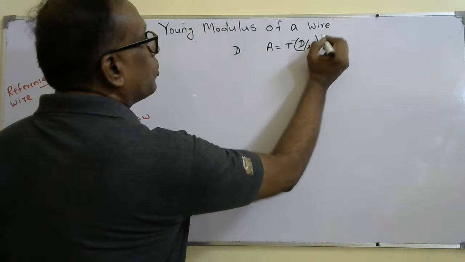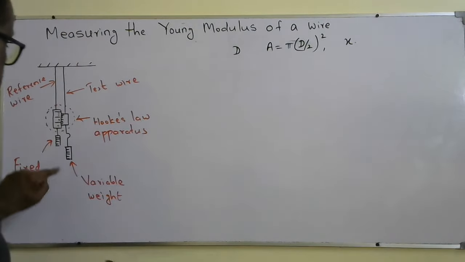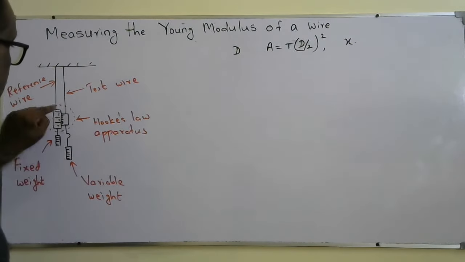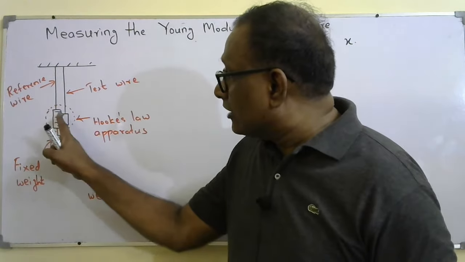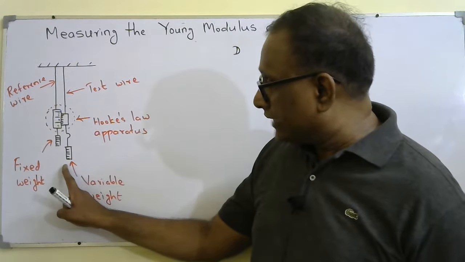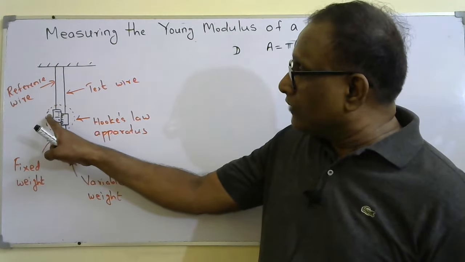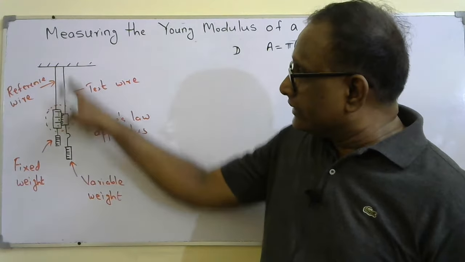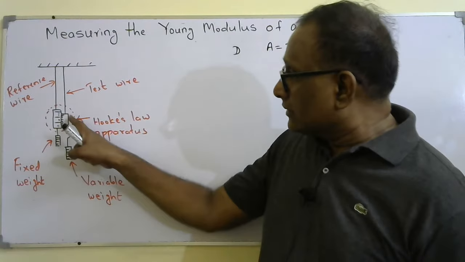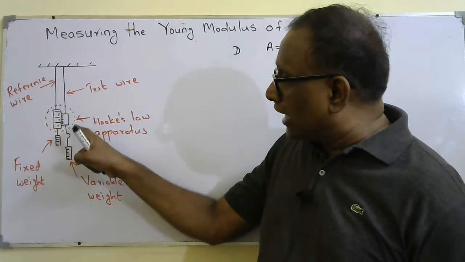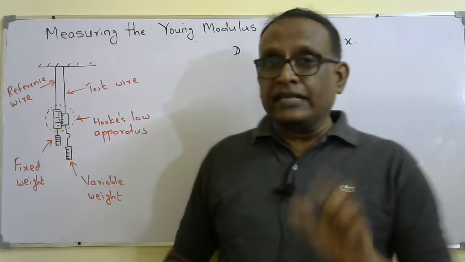Now what we are going to do, we apply different weight slots and we measure the extension. We should take the initial reading of the vernier scale and the main scale without any applied force. Then we apply a force, so the main scale will remain at the same position. When the test wire extends due to the applied force by the variable weight, the vernier scale will move down due to the extension. So by subtracting the initial reading from the final reading, you can find the extension of the test wire.